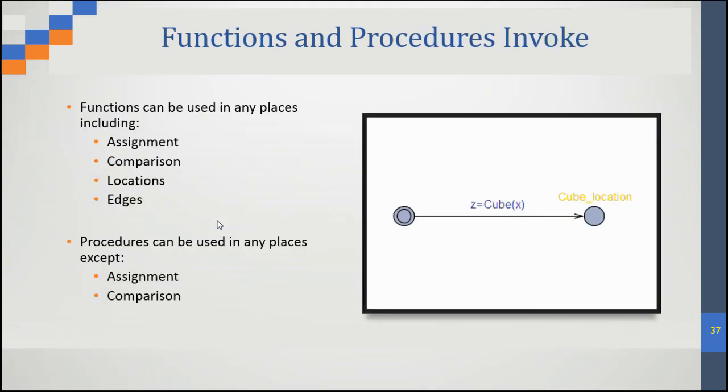Now, where and how can we call a function? For example, if we create a function called cube and then want to call it, functions can be called from anywhere. You can call the function from assignments, comparisons, locations, edges, or declarations. Any place it can be used. The procedure can also be placed anywhere but cannot be used in an assignment or a comparison. We cannot compare a procedure with, for example, another variable, because the procedure doesn't return any value or produce a new value.